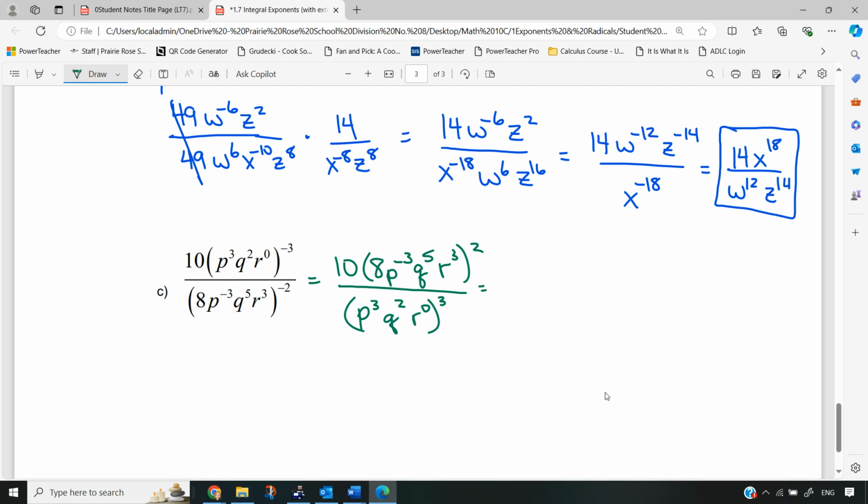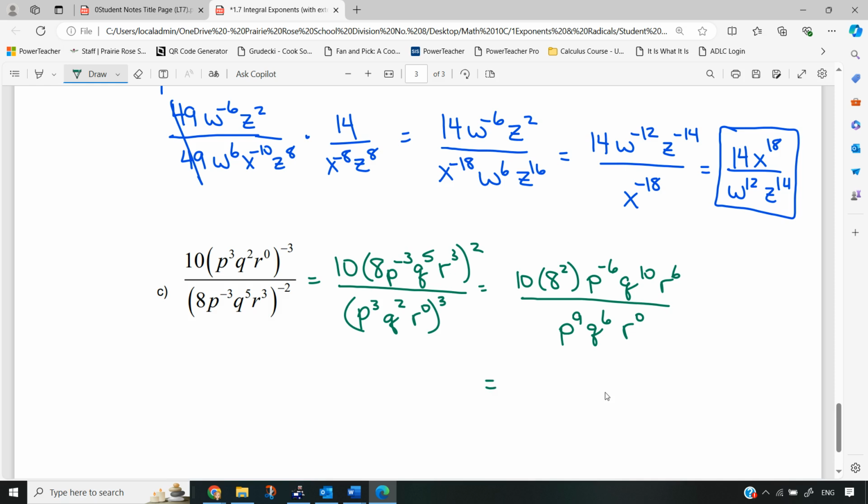Now I'm going to distribute, so I've got 10 times 8 squared times p to the negative 6 times q to the 10 and r to the 6th. In the denominator, I have p to the 9, 3 times 3 is 9, q to the 6th, and r to the 0. Now I really don't have to write that r to the 0 because that's just equivalent to 1, but we've got it there just so you can see it's been distributed.